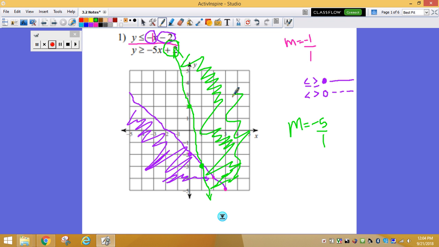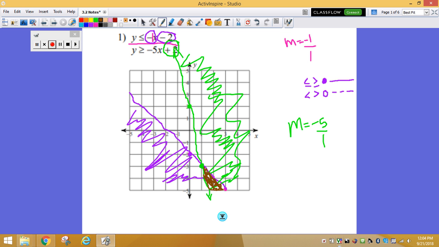Okay, your answer when you're doing these inequalities is going to be the part where they overlap, and that's going to be right in here. I'm below the purple line and I'm above the green line. So this little brown area that I'm shading in, that's where your answers are going to be.